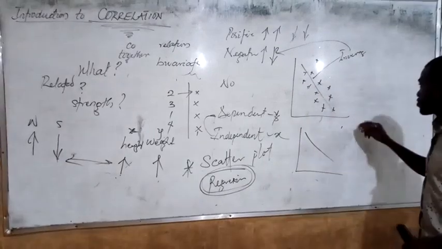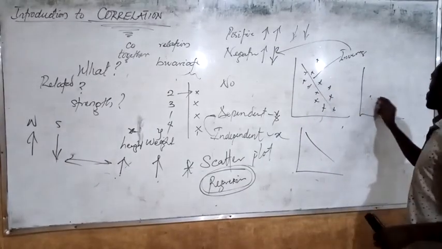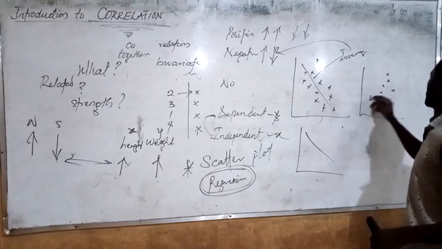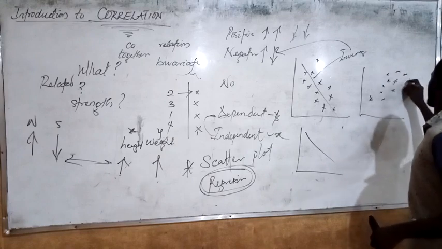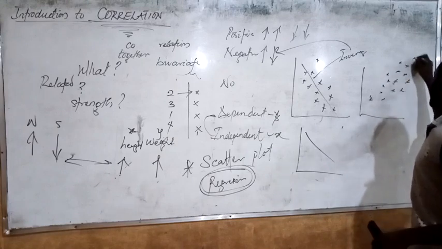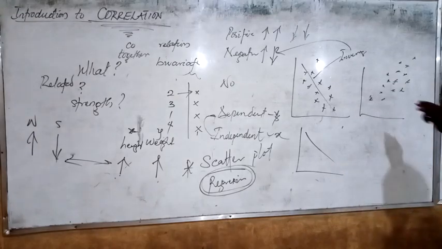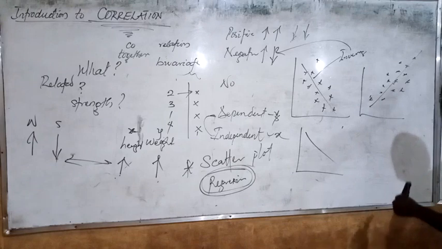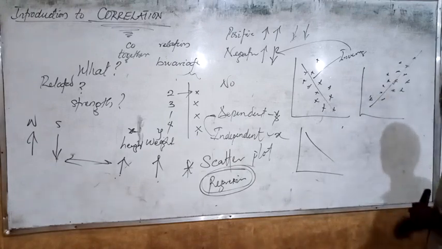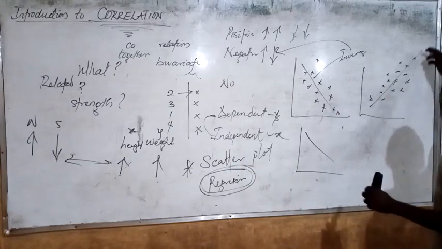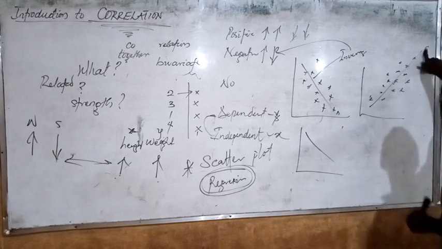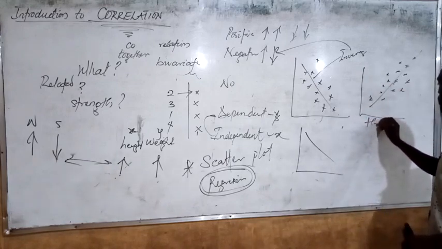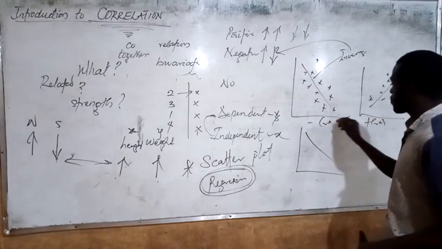But what if the scatter plot was something like this? This would be a positive correlation. Why? Because the slope is in the positive direction, like a demand curve or supply curve. So you see that the slope is in the positive direction. So that would be a positive correlation, and this would be a negative correlation.